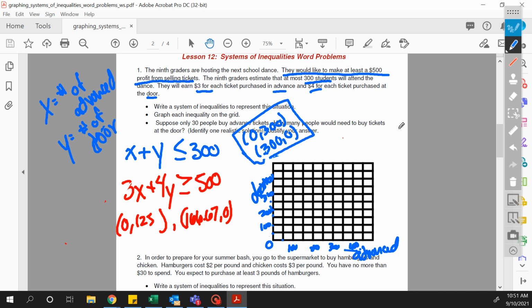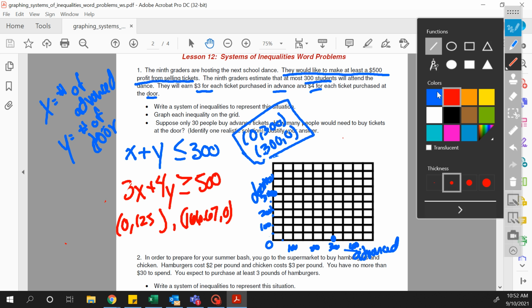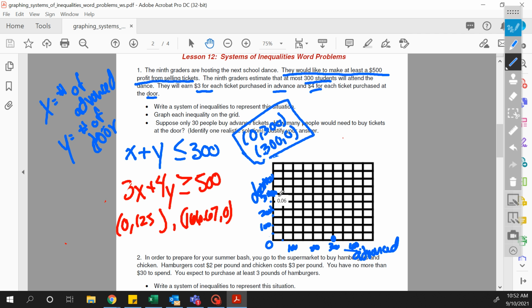Okay. All right, so first I'm going to plot 0, 300, which is right here, and 300, 0, which is right here. Okay, so that's my first line, and I know it's hard to see. I'm sorry about that. Okay, and that one is shaded below. It's a solid line, shaded below.